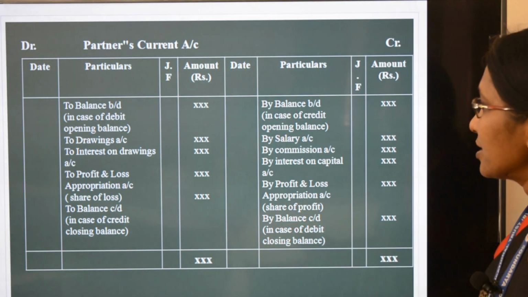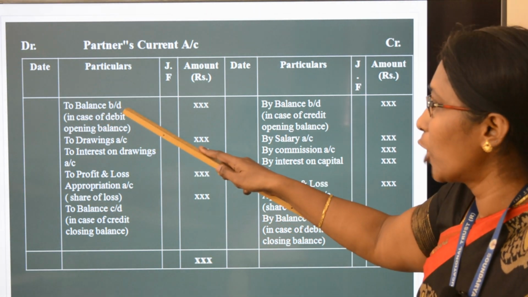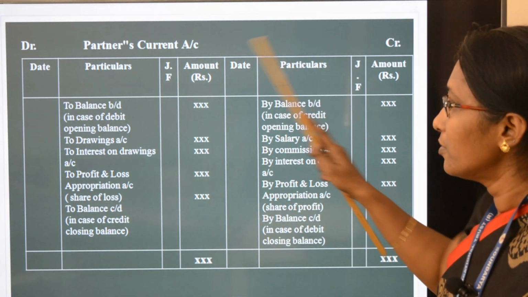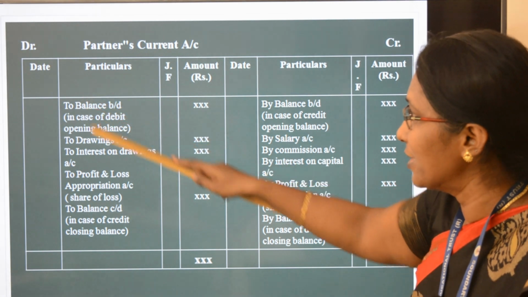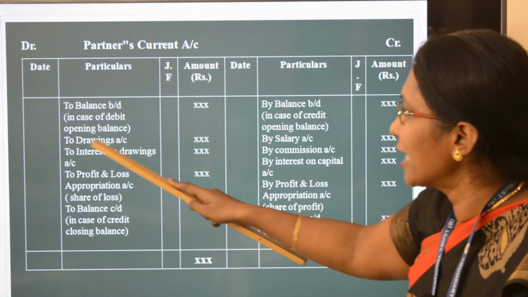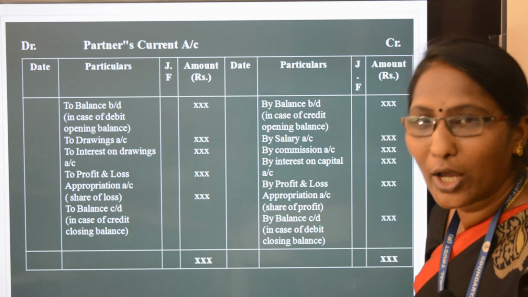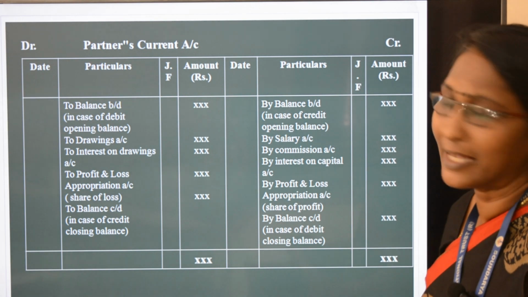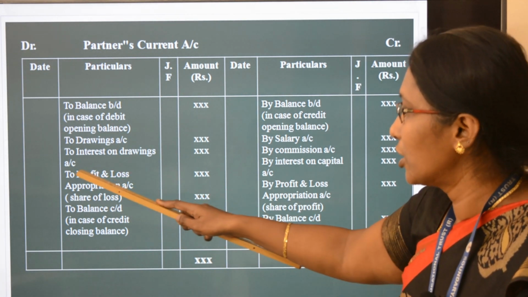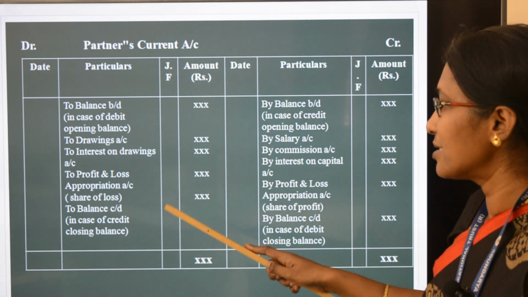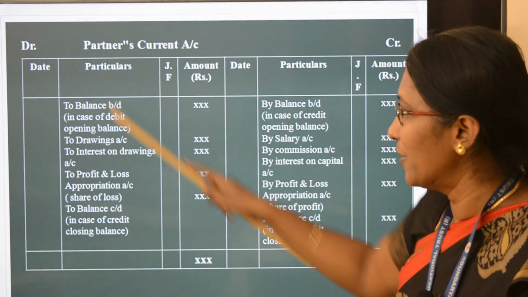Now after this, to balance brought on, it is about a debit balance. A credit balance should be written on the credit side. A debit balance should be written on the debit side of the current account. Next one is what? Drawings. Drawings is a debit value. We write it on the debit side. Interest on drawings. It is an expense to the partners. We write this on the debit side.